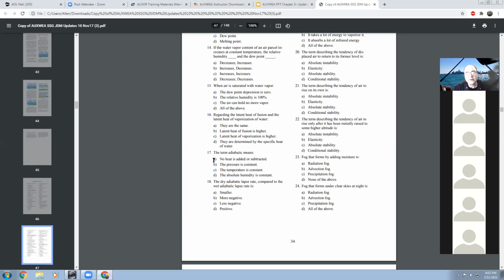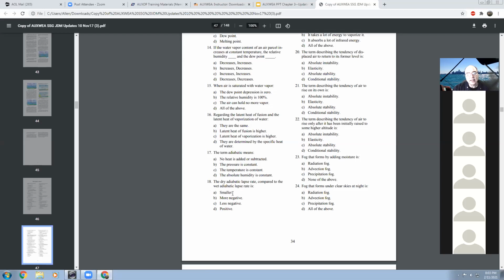Yes. Number 17, the term adiabatic means? A, no heat is added or subtracted. Very good. Bill Vahey, I don't think you're here, are you? Yeah, I'm here. I was just in the cockpit earlier. No worries. 18, the dry adiabatic lapse rate compared to the wet adiabatic lapse rate is? More negative.